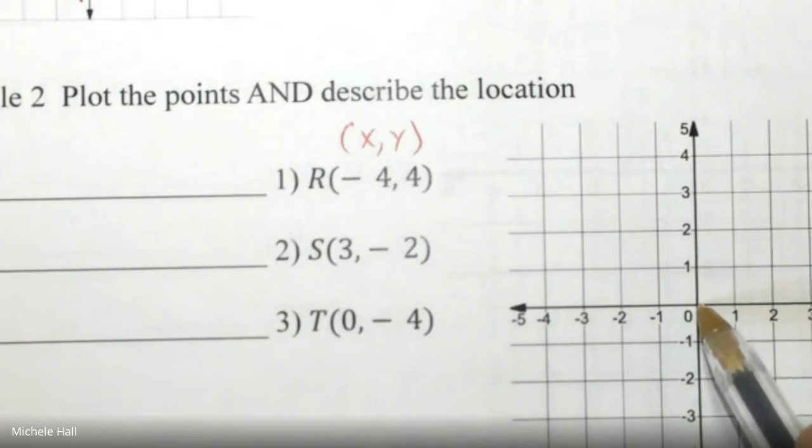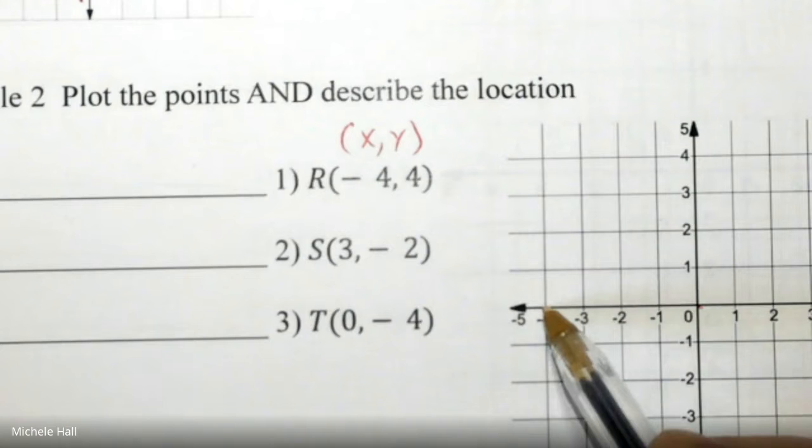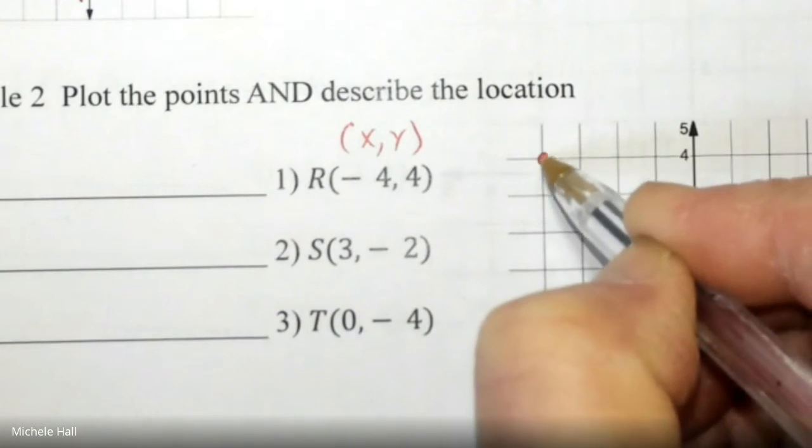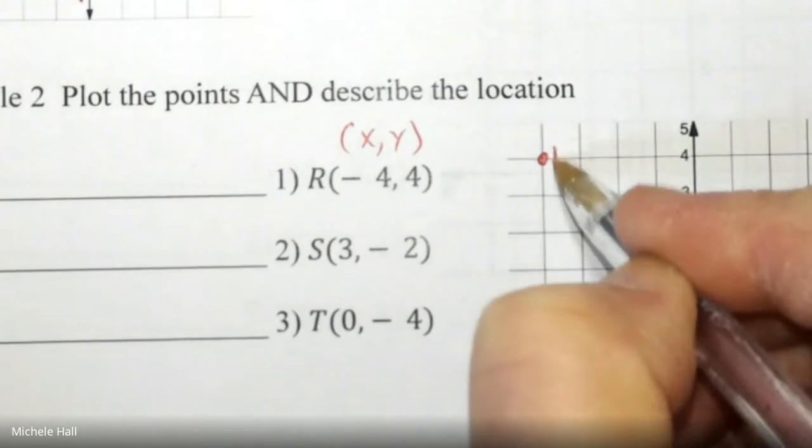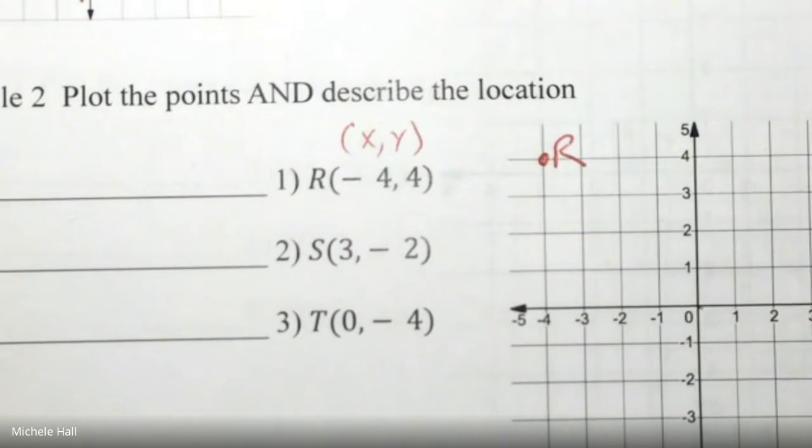I start at the origin 0, 0, and it says X is -4, so I go over to -4. And then it says it's a +4 for Y, so I go up 4. And what am I going to put right there? You put R. That is point R.